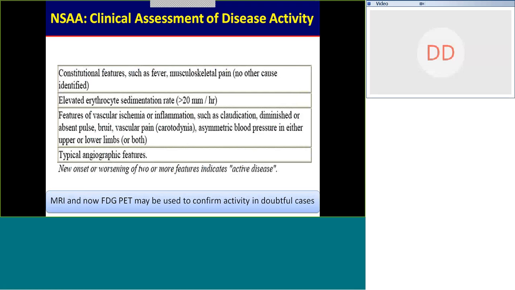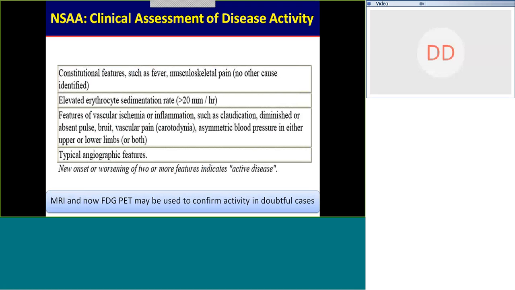Now, angiographically, to say that the patient is active or not is not easy, because what you get may be just irregularity, some thickening of the wall. But I think MRI and now FDG PET are very, very useful to decide whether there's activity or not. So in doubtful cases, you can take these patients for FDG PET if it is available.